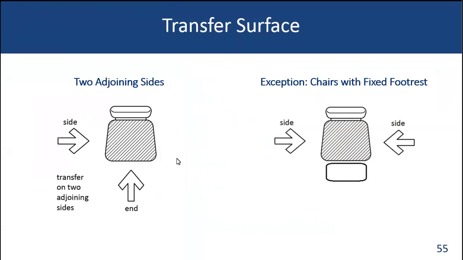The transfer surfaces are slightly different. The requirements for M302 say that options to transfer from a mobility device shall be provided on 2 adjoining sides of transfer surfaces. The diagram to the left indicates this by showing transfer options at the end and side of the examination chair. However, there is an exception for chairs with fixed footrests. These are allowed to have transfer options on opposite sides because the fixed footrest would obscure transfer from the end.